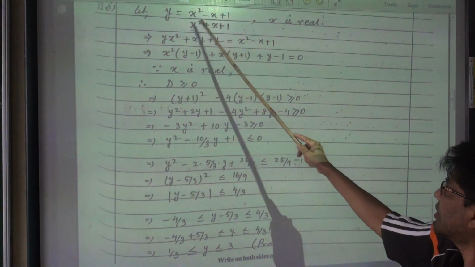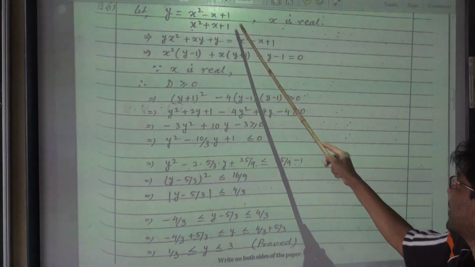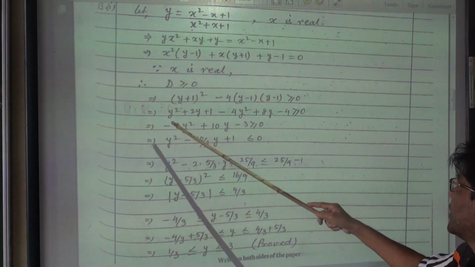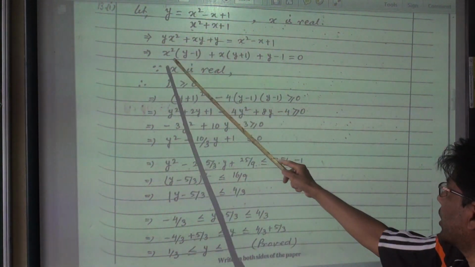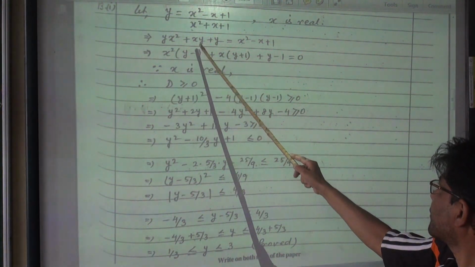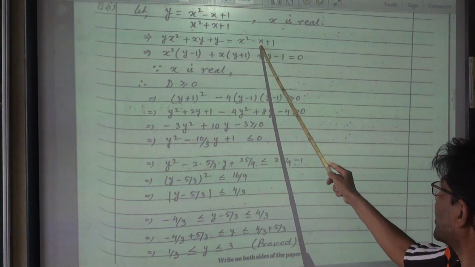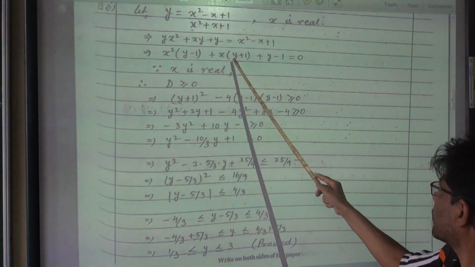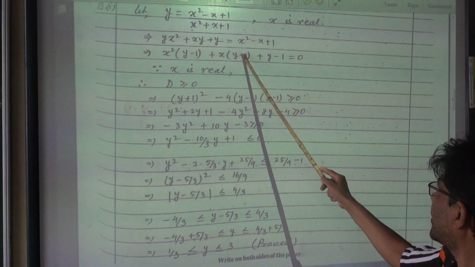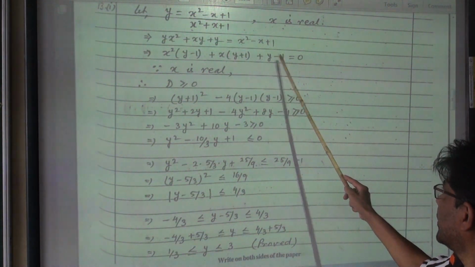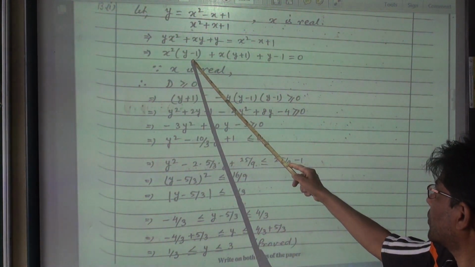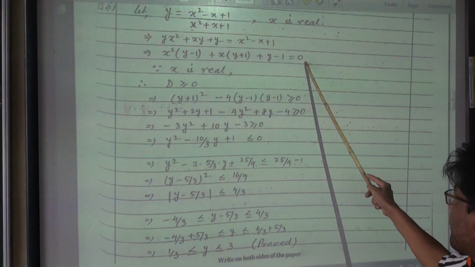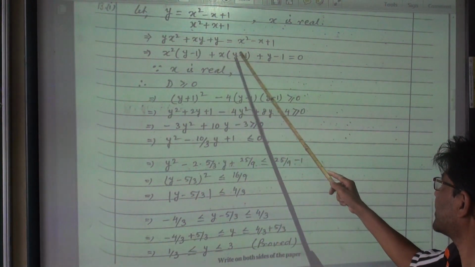Cross multiply this into y, I have written here, this part as it is here. Now these three terms I am taking on the left side. This and this, x square common, you will get y minus 1. This and this, x will come this side, plus x, so y x common from these two, you will get y plus 1. This 1 is coming this side, you will get y minus 1. So I am getting x square into y minus 1 plus x into y plus 1 plus y minus 1 equal to 0. This is a quadratic equation of x.